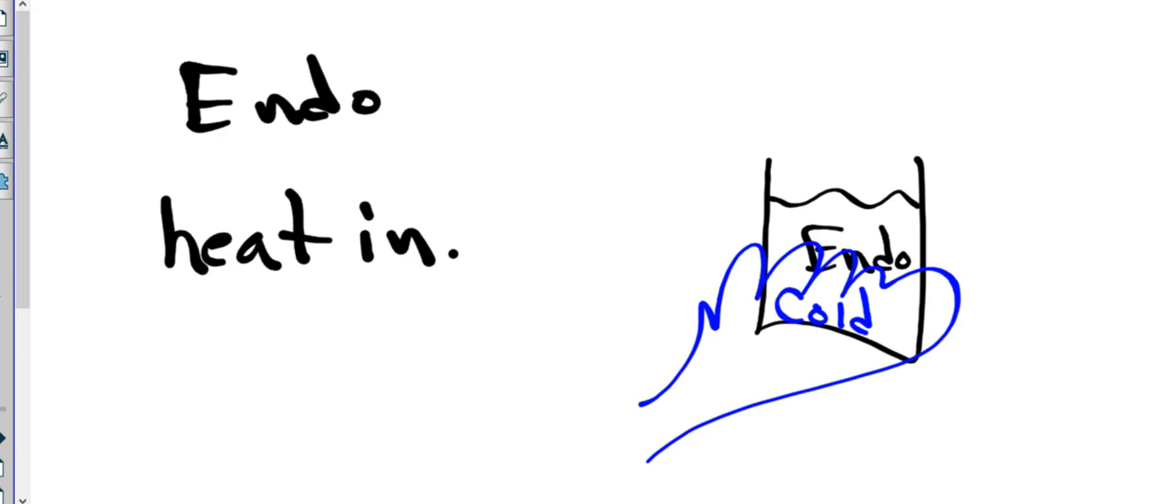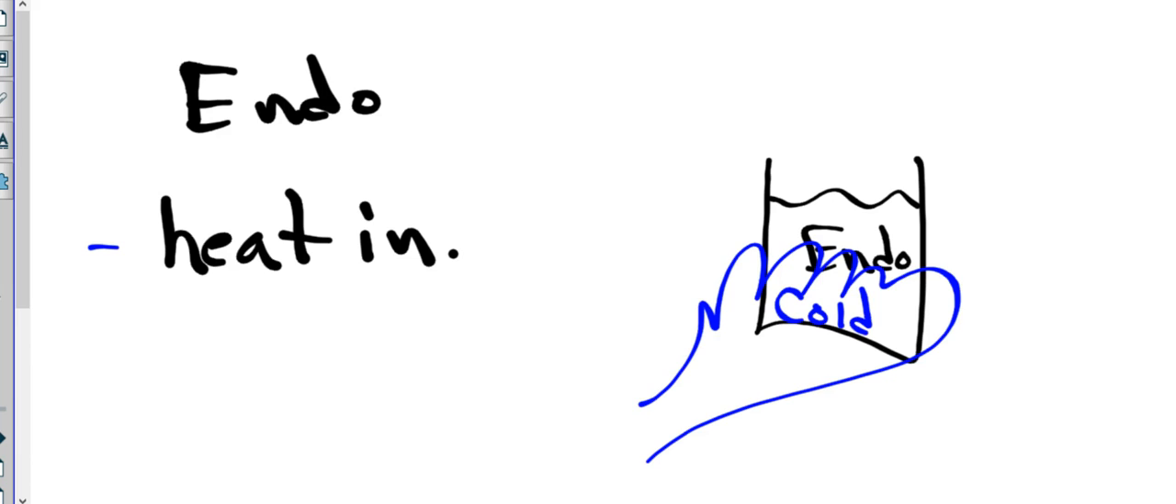And that's because when we say heat in, we mean the heat is going into the reaction, which means that it's using up heat or it's taking heat away from me. If heat is taken away from me, then I feel that as cold. All right, so heat in.